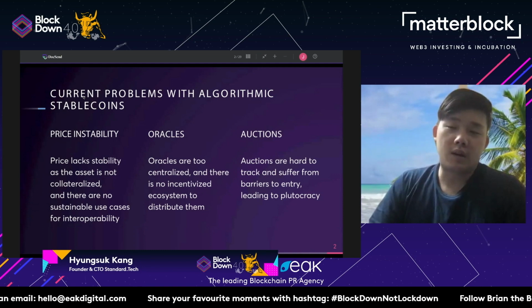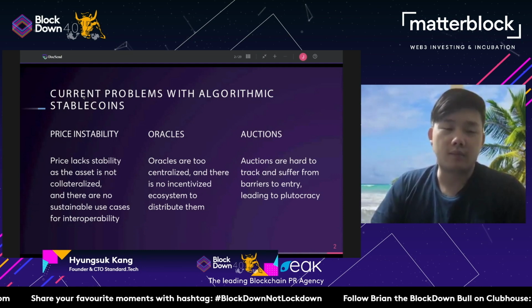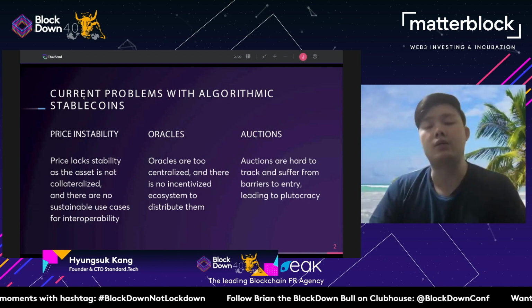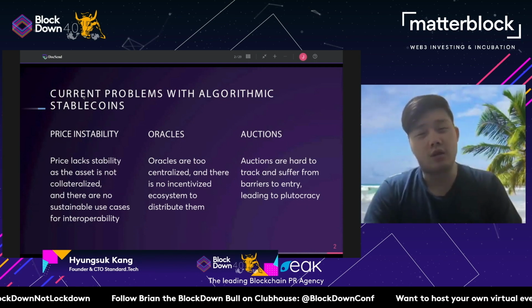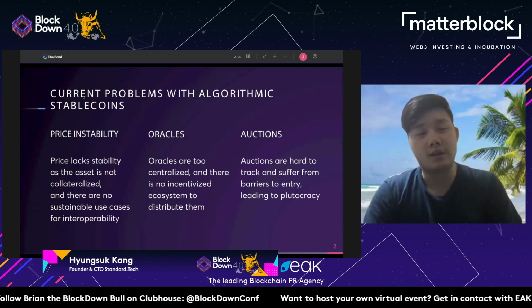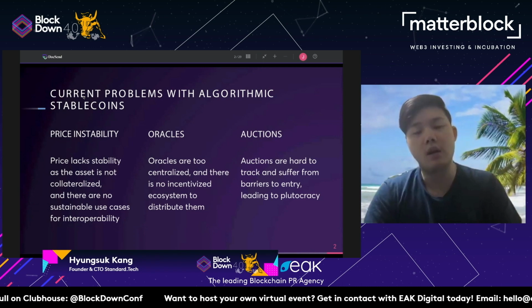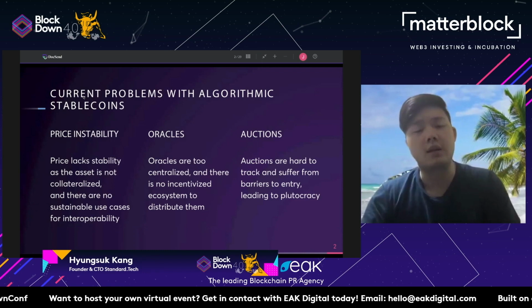And for the other stablecoins where collateral is applied, MakerDAO has auctions to liquidate assets, but those auctions are too hard to track and suffer from barriers to entry, since they are only open to holders of the Maker token. I think that problem can actually lead to a plutocracy.